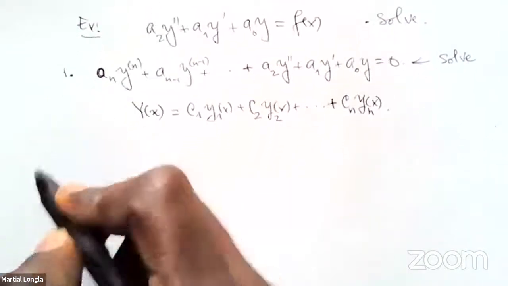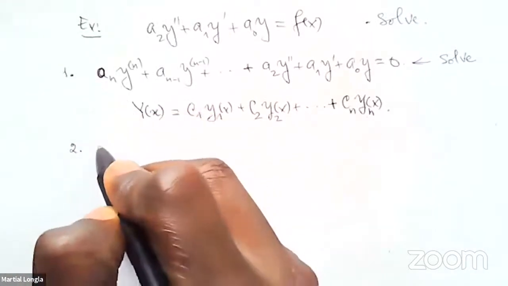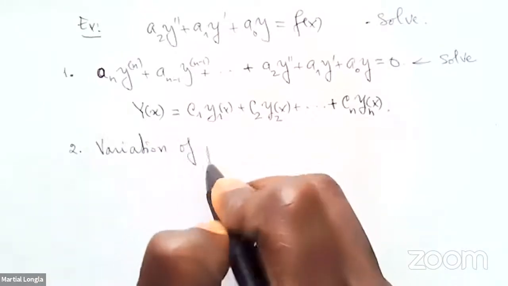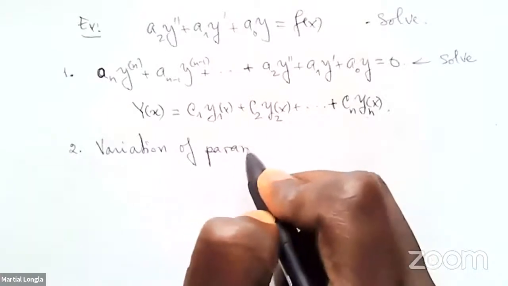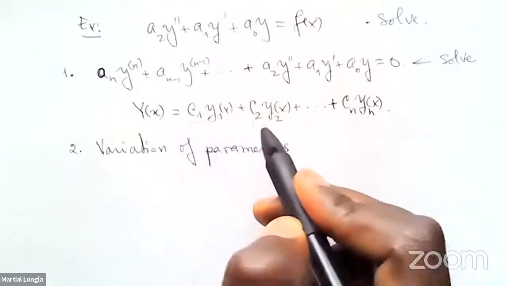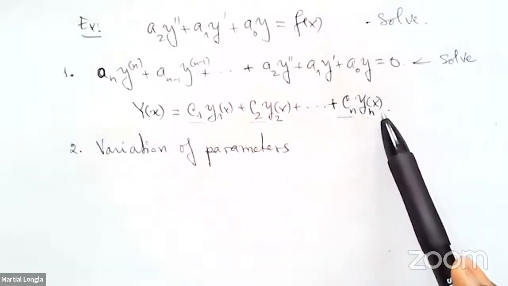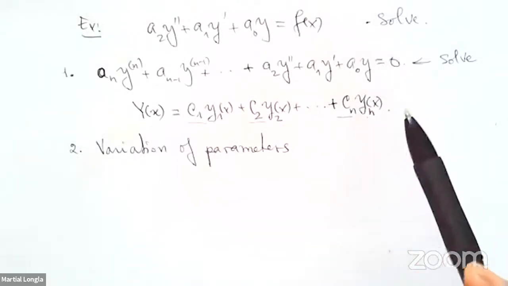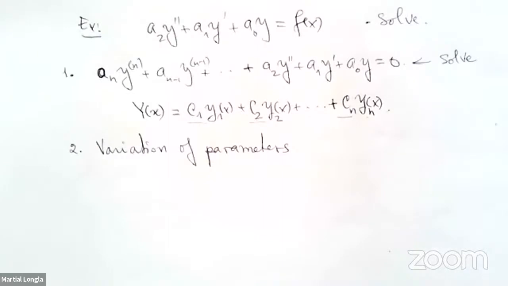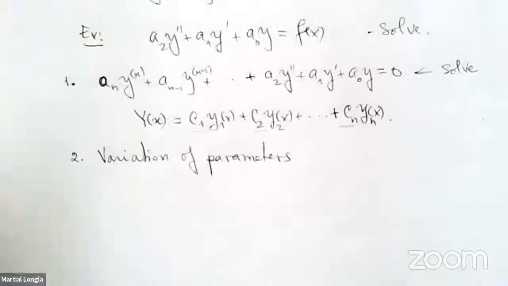And then in the second step, you do variation of parameters. What we call variation of parameters here is a variation of these C1, C2, all the way up to Cn. In this solution, those are just constants, and another way of calling constants is parameters. Those are parameters of this solution, and it is a solution of the homogeneous problem.